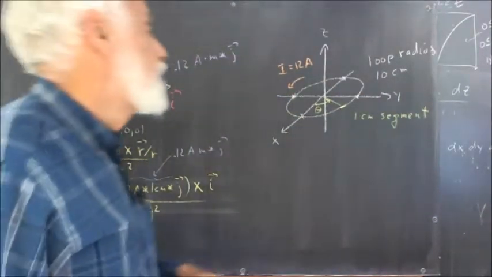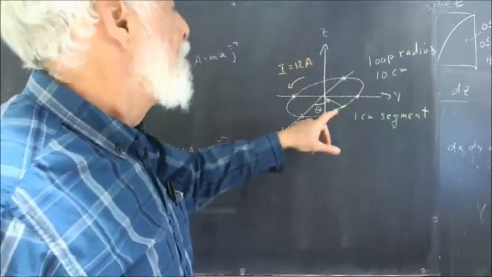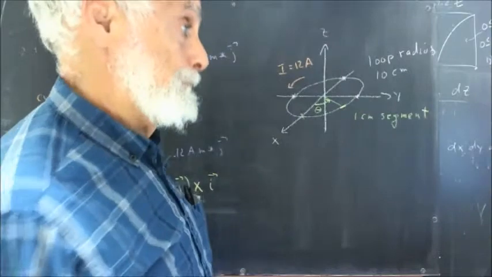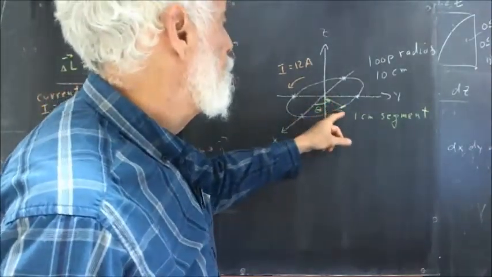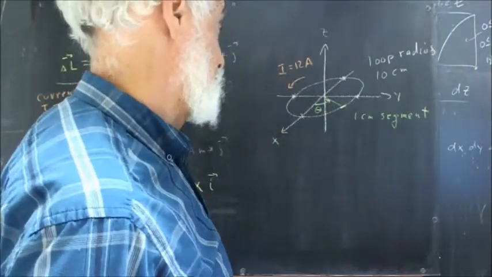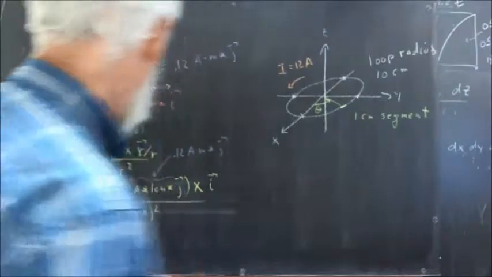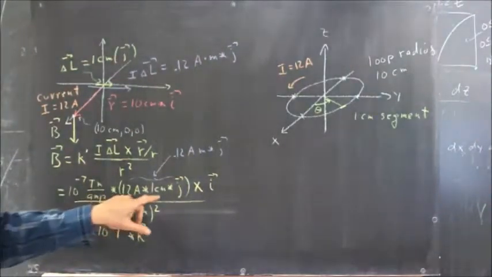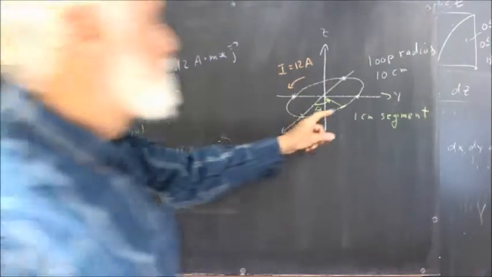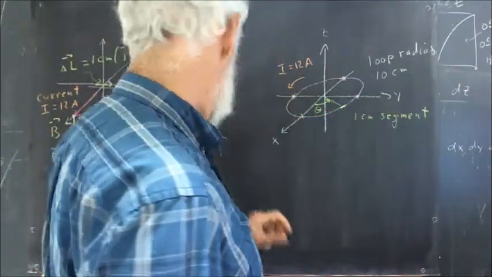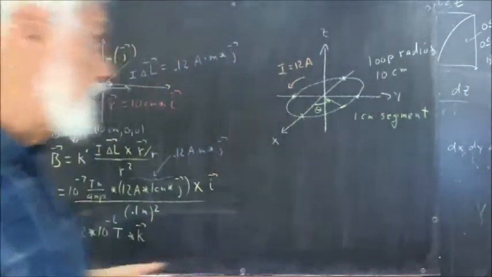So what we want to do is consider a 1 centimeter segment somewhere on this loop, and calculate the field at the origin due to this 1 centimeter segment of current. Our I delta L is going to have magnitude, same as before, 12 amps times 1 centimeter. We're going to have to get the direction vector of the segment. And what else do we need in order to calculate this?